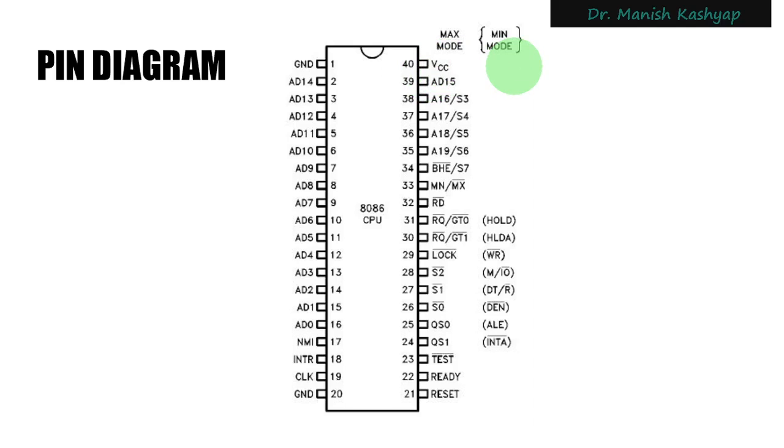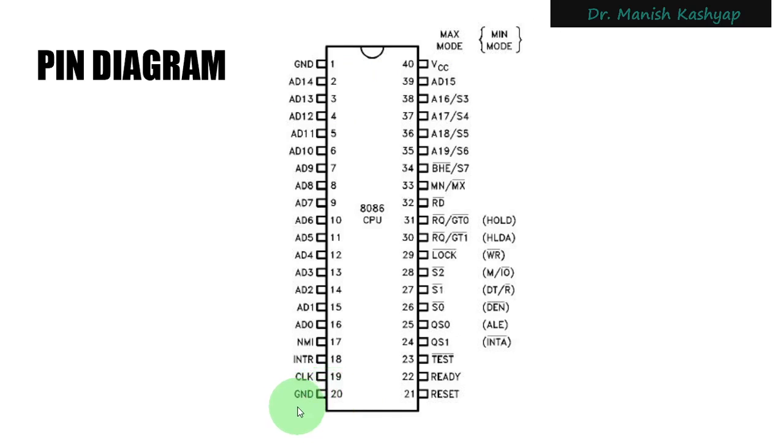Plus or minus 10% could be the variation. So this VCC has to be supplied with a DC voltage of plus 5 volts. In that case, it will be on. Now you can see that there are two ground pins here. One ground pin is on pin number 1, and on pin number 20 you can also see a ground signal.